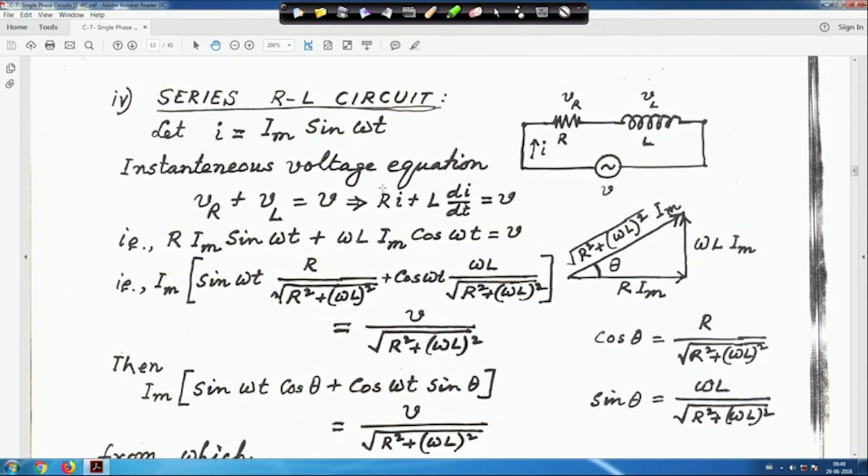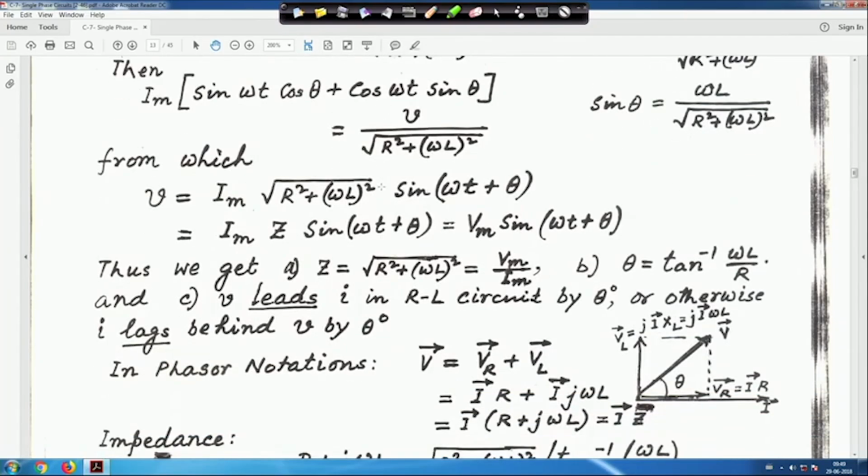From which you will get that V is equal to Im root over R square plus omega L square sin omega t plus theta, where cos theta is equal to R upon root over R square plus omega L square, and sin theta is equal to omega L by root over R square plus omega L square. So we can write V is equal to Im into Z into sin omega t plus theta, that is equal to Vm sin omega t plus theta. That means Im into root over R square plus omega L square is this term.